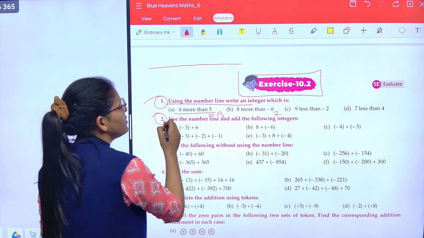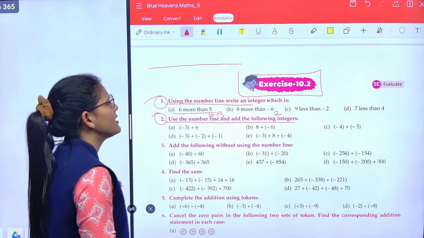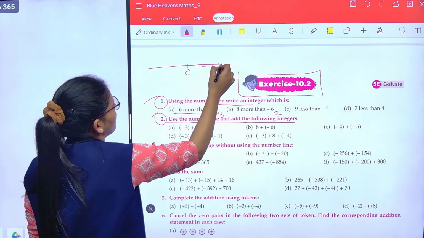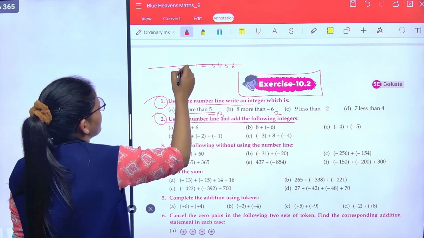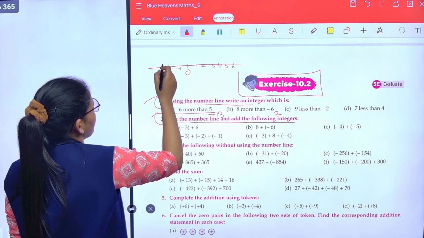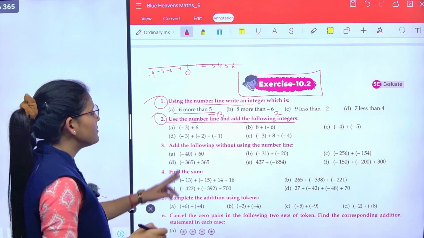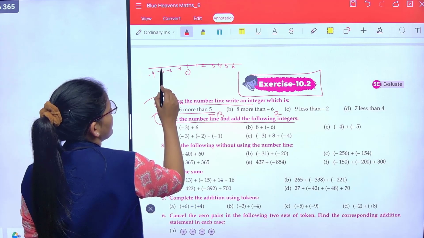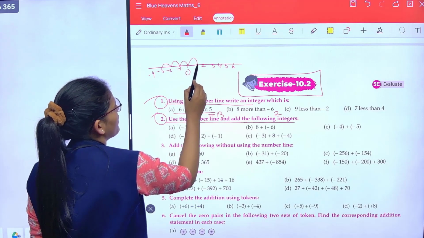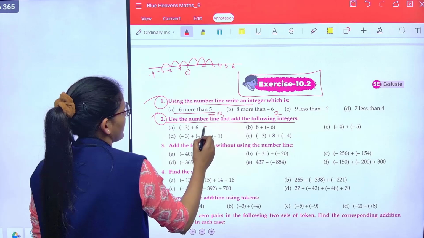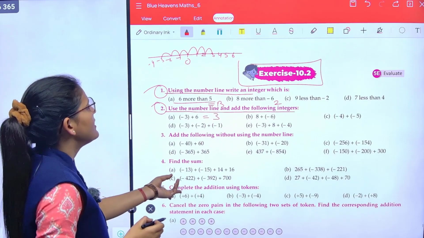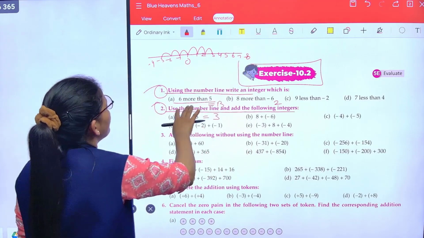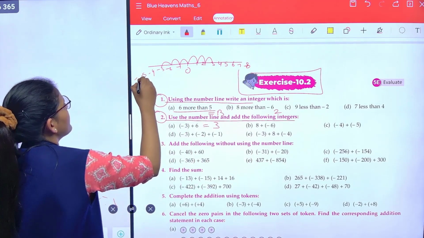Question number 2, use the number line and add the following. Class, we draw our number line: 0, 1, 2, 3, 4, 5, 6, minus 1, minus 2, minus 3, minus 4. Now class, minus 3 plus 6: from minus 3, 2, 3, 4, 5, 6, that is 3, class. Understand?